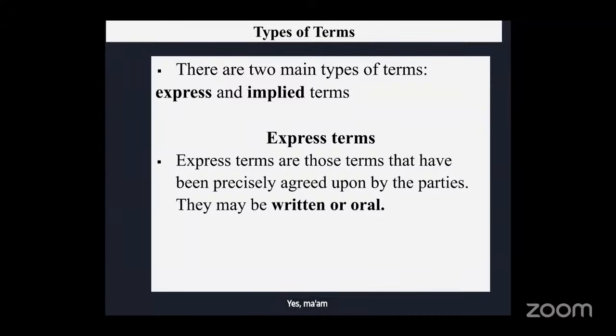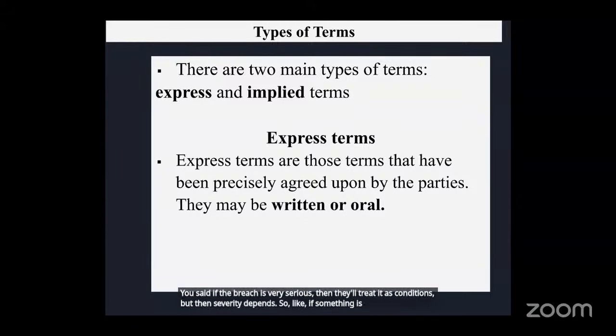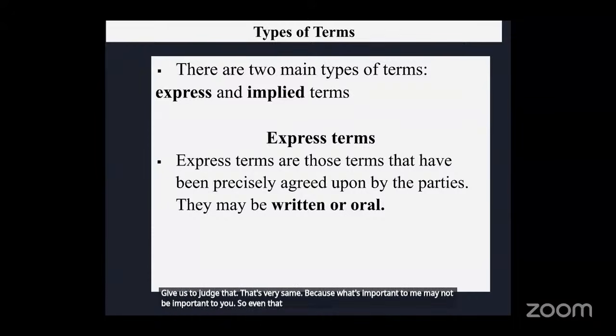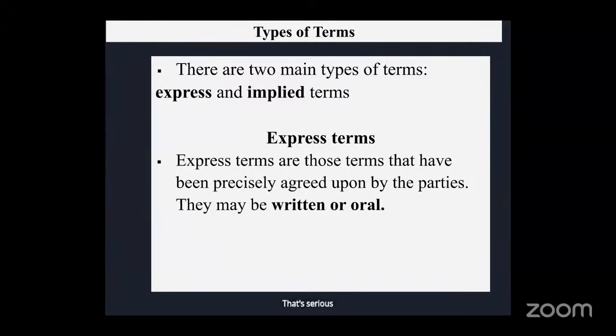So, I have a question concerning the innominate terms. You said if the breach is very serious, then they will treat it as a condition. But then severity depends. If something is serious to me, it may not be serious to another person. So how would they be able to judge that severity? What's important to me may not be important to you. Even that color thing can be very important to me. I want all my house to be pink, all my cars to be pink. But then because my house is just a different shade of pink, it's not that serious. I don't know if you get what I'm trying to ask.